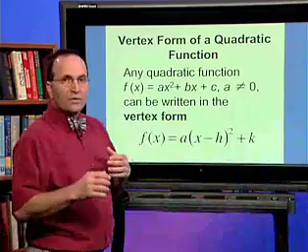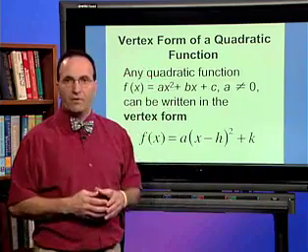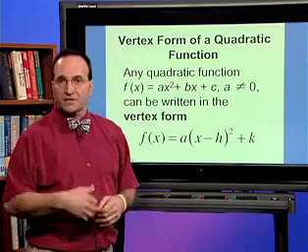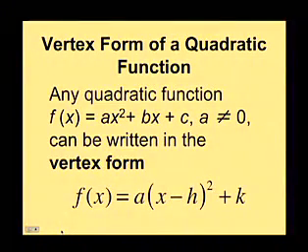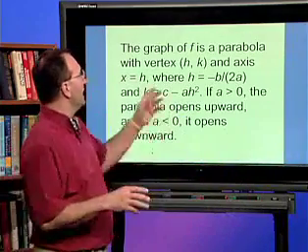And there's another form that we're familiar with called the vertex form of a quadratic function. In this case, any quadratic function, f of x equals ax squared plus bx plus c, where a, of course, doesn't equal 0, can be rewritten in the vertex form, f of x equals a times x minus h, quantity squared, plus k. And in this case, the graph of f is a parabola.